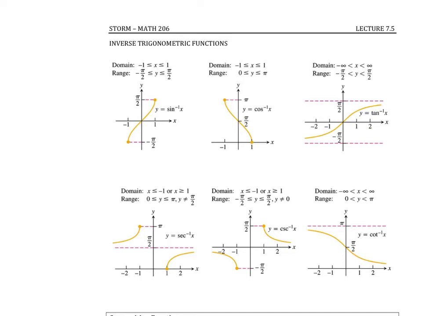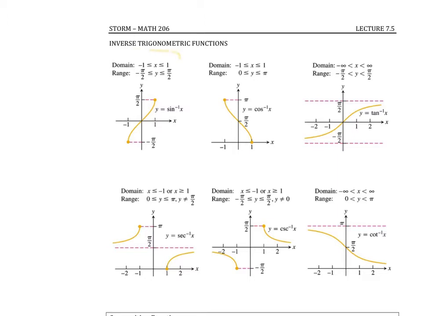So in 7.5, we're going to review inverse trig functions. So remember that our trig functions, sine, cosine, tangent, and so on, they're not one-to-one functions. So in order to even define our inverse trig functions, we have to restrict the domain of sine, cosine, tangent, secant, cosecant, and cotangent.